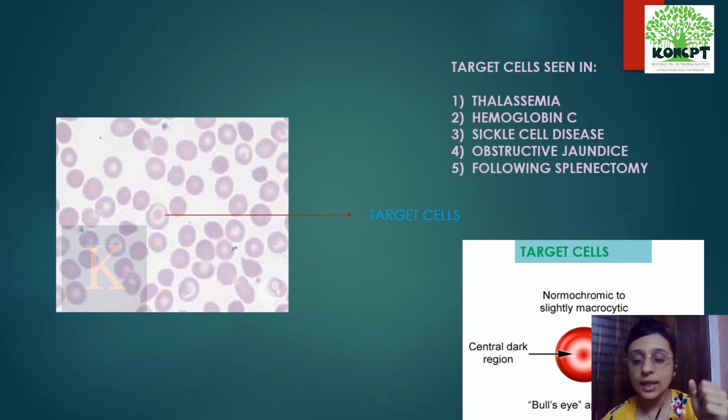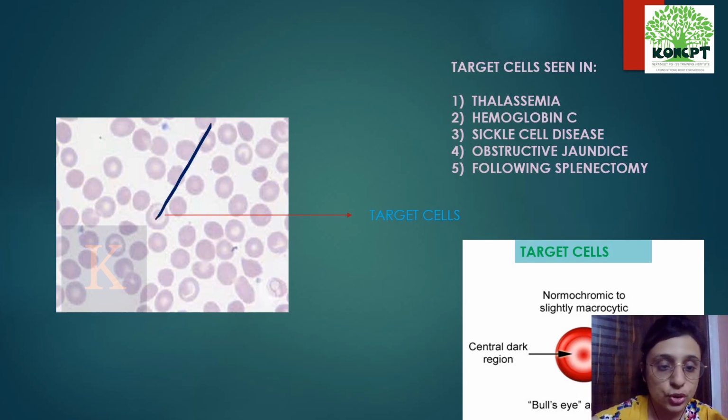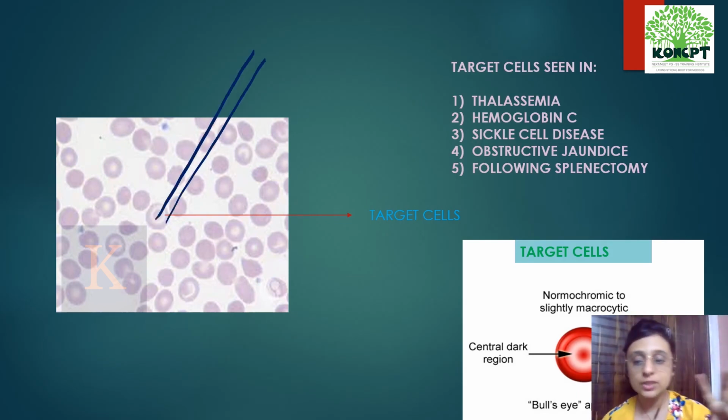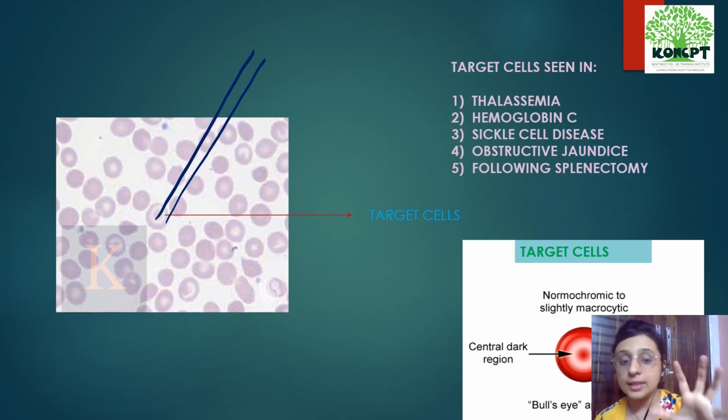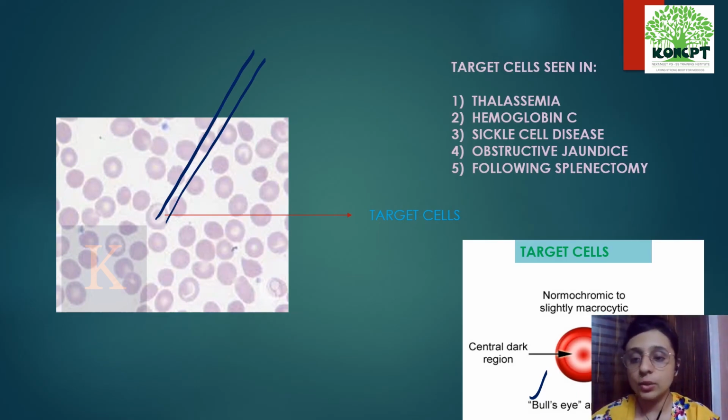So next we will see target cells. Target cells, can you see inner portion which is dark as well as the peripheral region which is dark, and the intervening lighter area. This gives the characteristic bullseye appearance or the target cell seen in thalassemia, hemoglobin C, sickle cell disease, obstructive jaundice and following splenectomy. So very two important causes you should not forget are thalassemia and hemoglobin C disease.